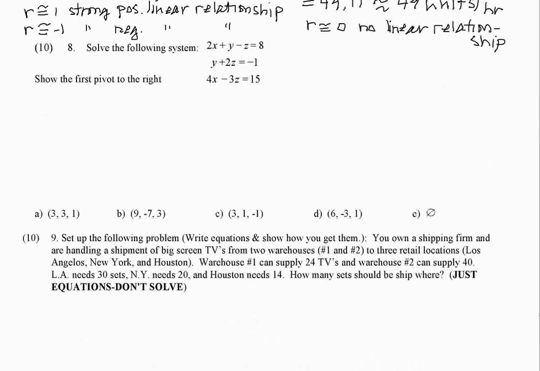Right, next up we're solving a system of equations. Here they ask us to solve the system 2x plus y minus z is 8, y plus 2z is -1, and 4x minus 3z equals 15. Show the first pivot to the right. So I'm asking you to show the first pivot, and then down here is marking the final answer.